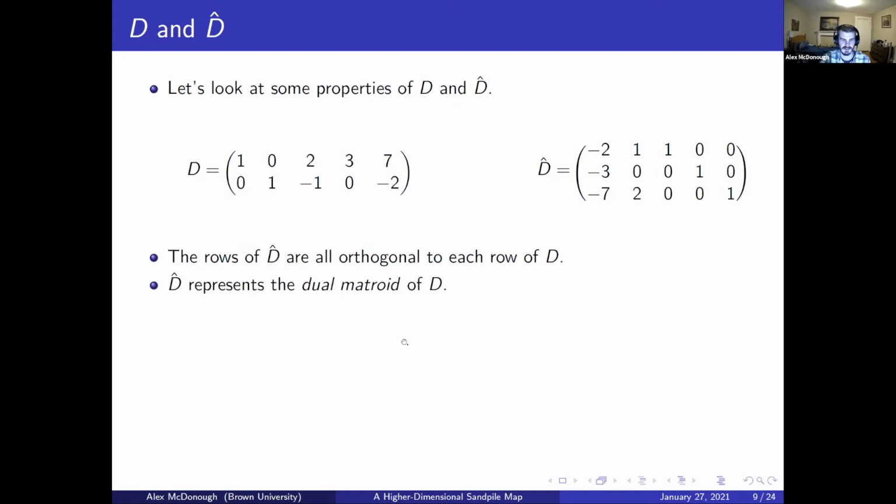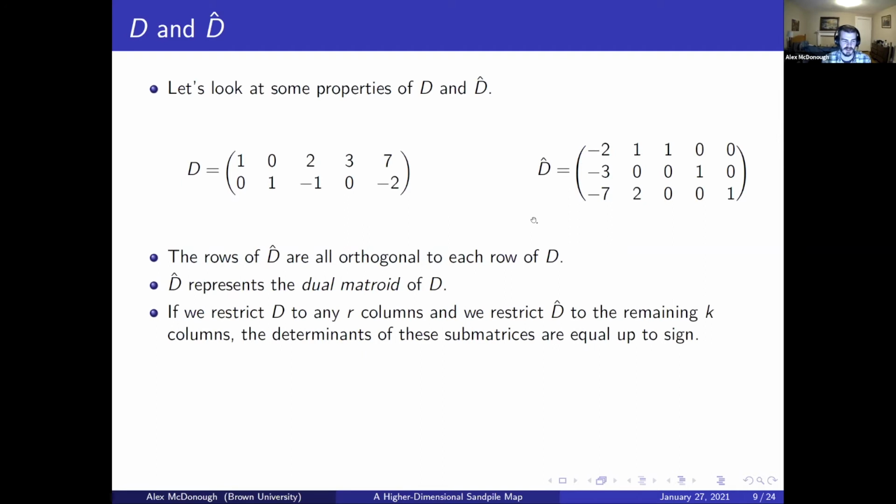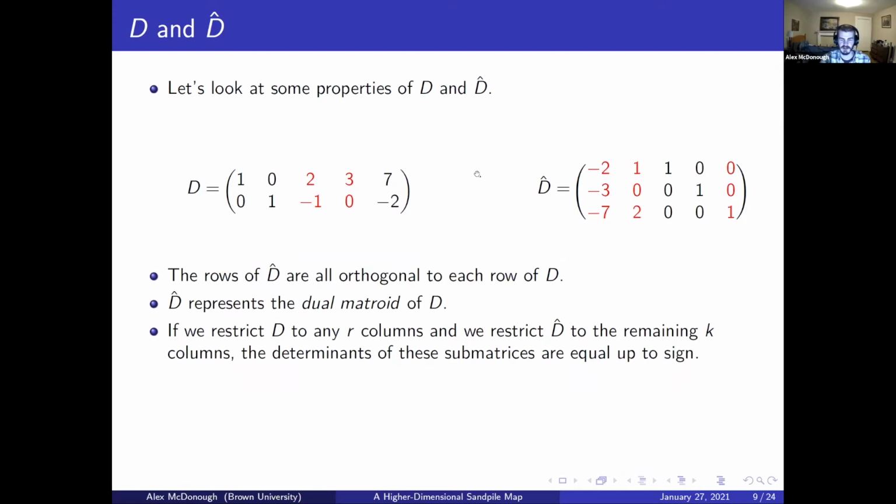Oxley constructs this in his book when he wants to show that the dual of a representable matroid is also representable. And if we restrict D to some set of our columns and then restrict D hat to the remaining columns, the determinants are equal up to sign. So in this case, we have a determinant of 3. And over here, I think the determinant is also 3. But depending on which columns we choose, it might be -3 instead.